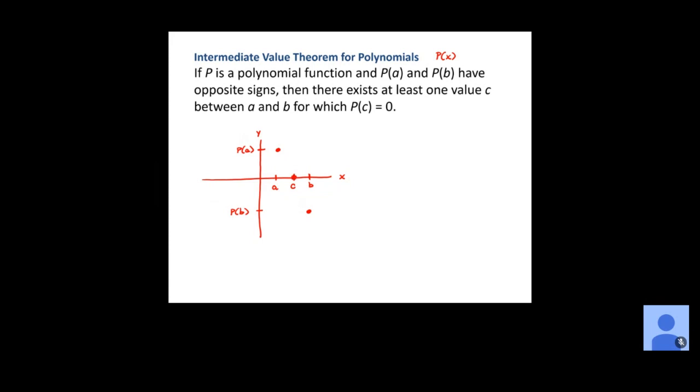In other words, there has to be an x-intercept somewhere between a and b if the y values of those two points are opposite signs. Because our polynomial, if it connects those two points, is going to have to pass through the x-axis somewhere between a and b. So that's what our intermediate value theorem tells us: if you have P of a and P of b with opposite signs, with a and b as your x values, there's going to be a point somewhere between a and b where your graph has to cross over the x-axis. Any questions about that intermediate value theorem now?